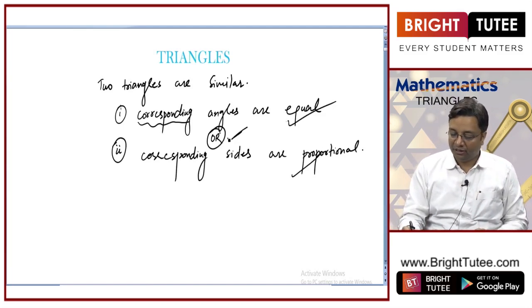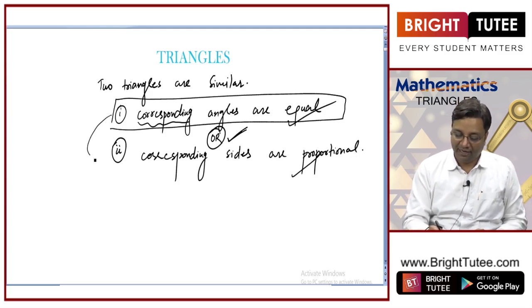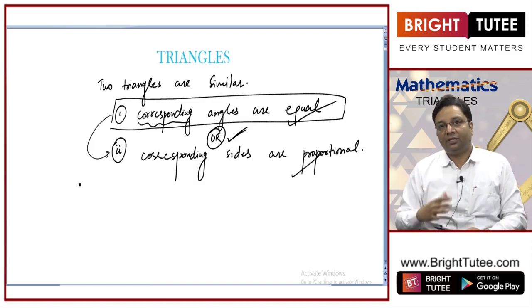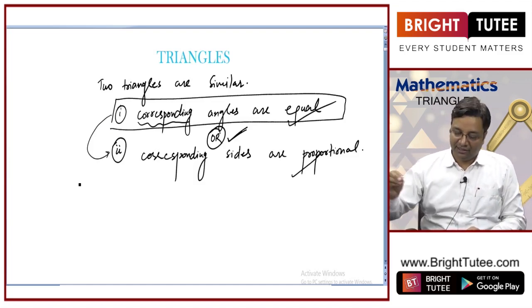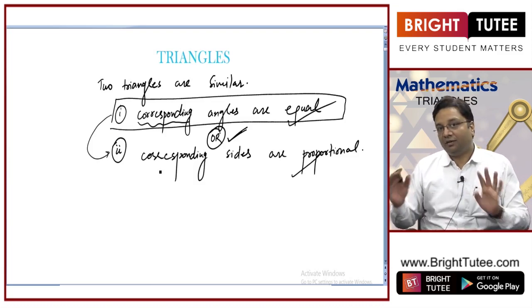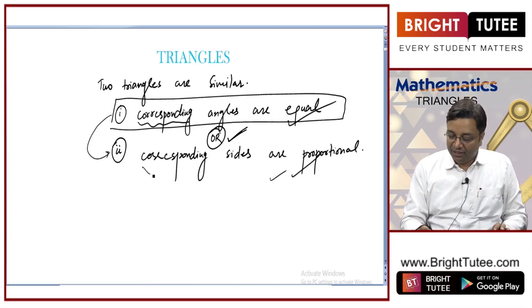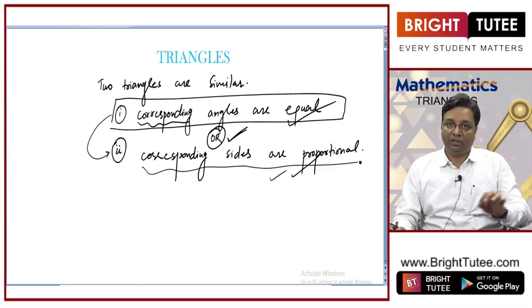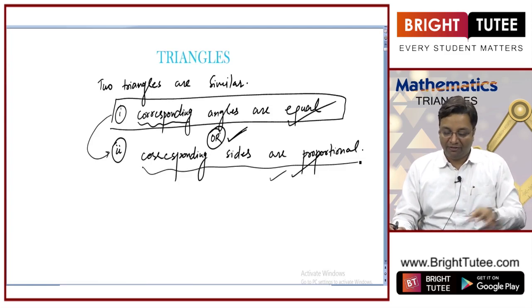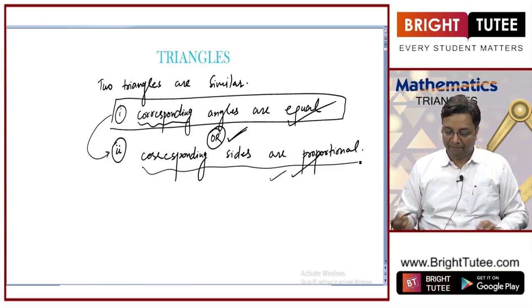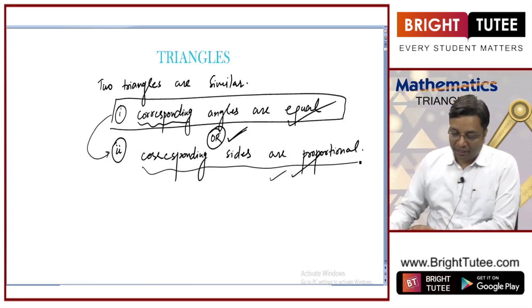And this is optional here, because if the first condition is met, then the second one will automatically be met, okay? If corresponding angles are equal, then it will essentially be true that corresponding sides are proportional, right? You don't have to worry about this condition then. And if the corresponding sides are proportional, then you don't have to worry about the first condition because it will automatically be true, okay? So this is what we discussed in the introduction part.